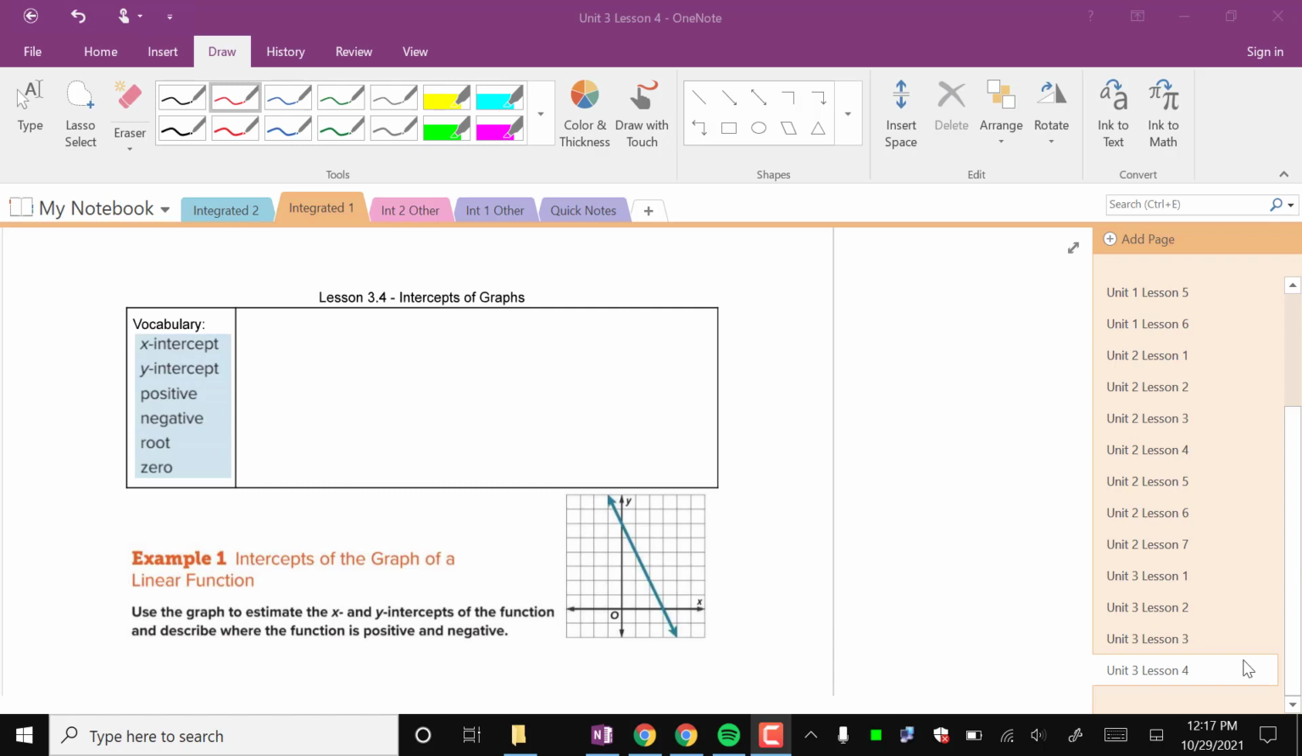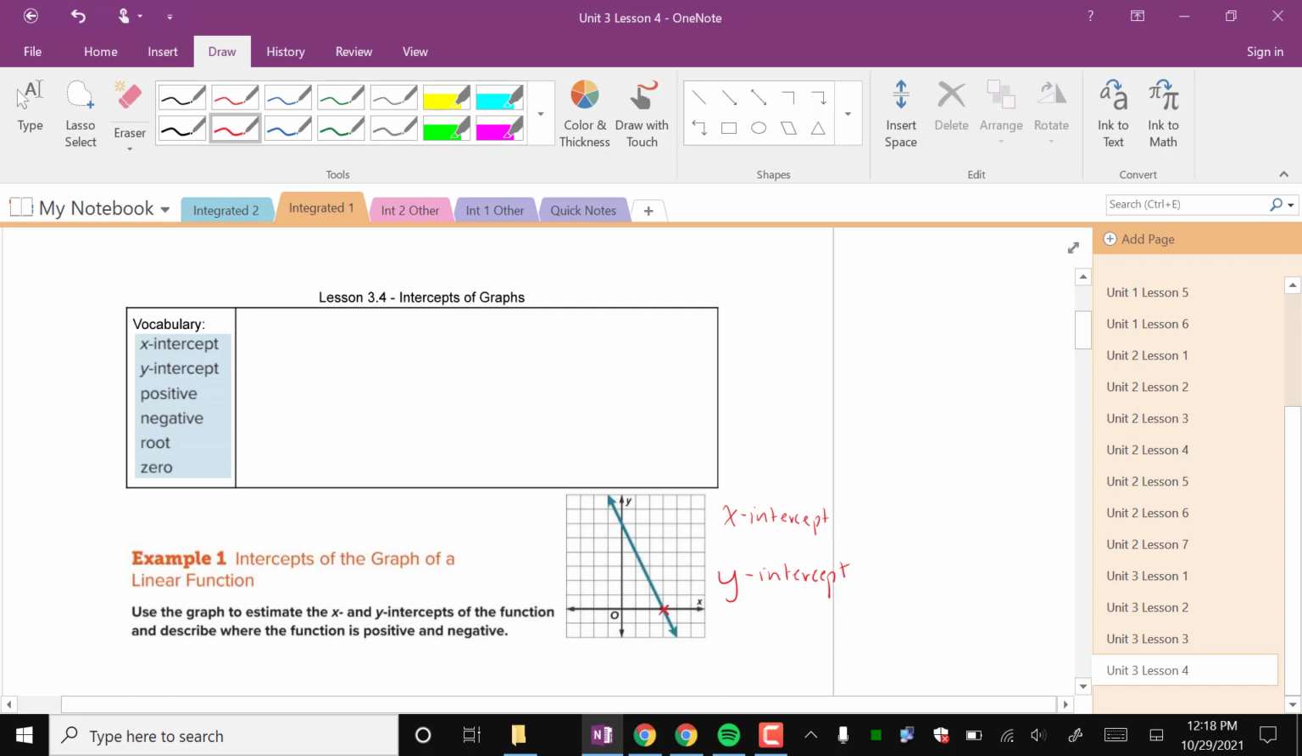Let's take a look at example 1, intercepts of the graph of a linear function. So we want to use this graph to find our x-intercept and our y-intercept. And then we want to describe where the function is positive and negative. So let's go ahead and find the x-intercept, the point where the line crosses the x-axis.